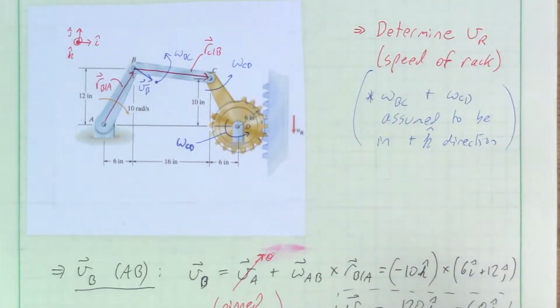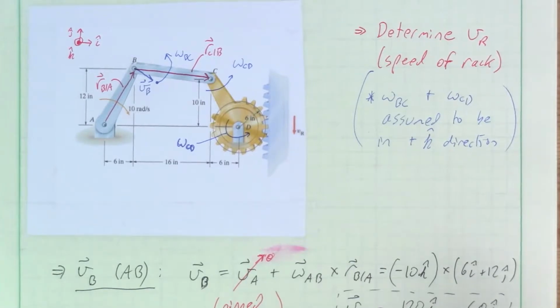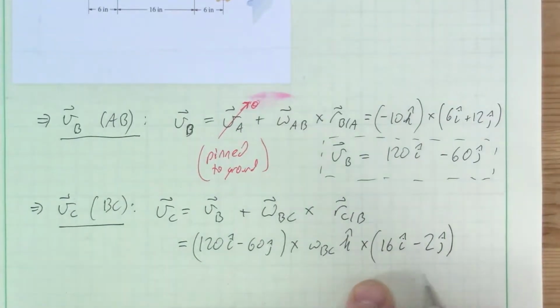So we're actually dropping 2 inches in the j hat direction. Okay, so here I've already put it in there. I snuck it in there when it was off screen. 16 i hat minus 2 j hat, right?